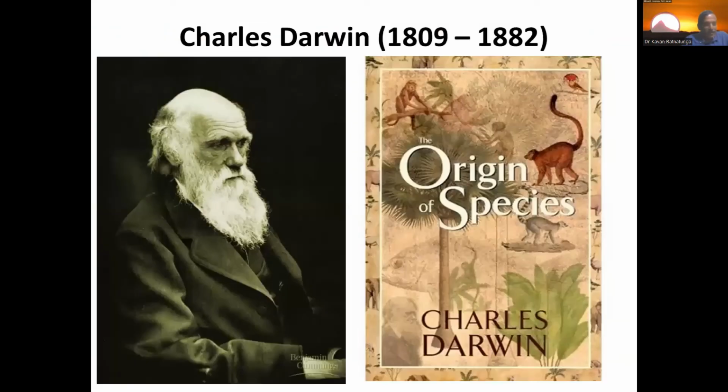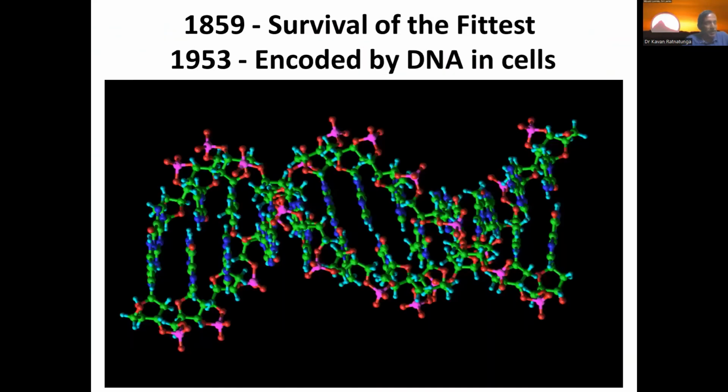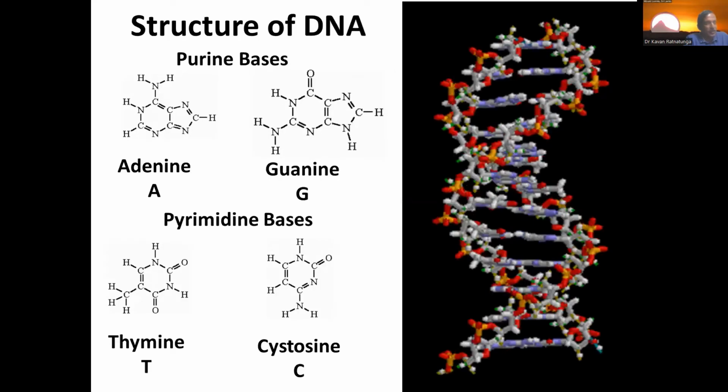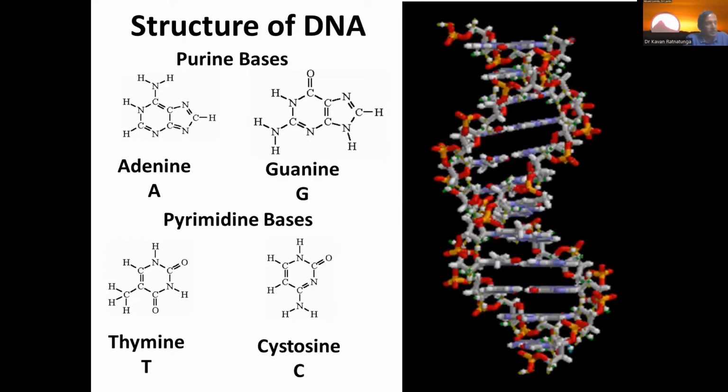Then Charles Darwin came with the Origin of Species. We didn't know how it worked. Survival of the fittest is how he explained it. And in 1953, by understanding how the DNA works and how it is encoded, we have a much better understanding. I'm not going into the theory of this. I know nothing about this subject.